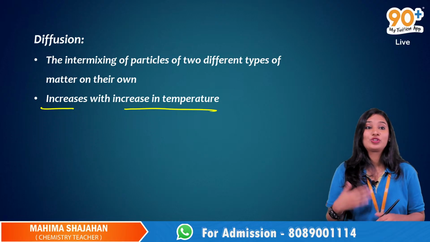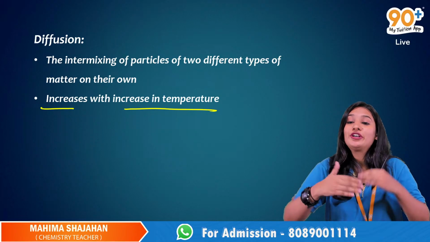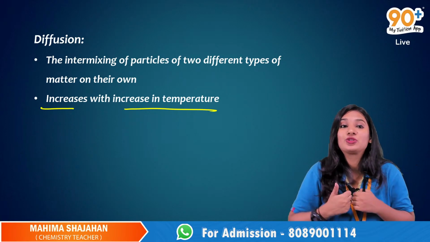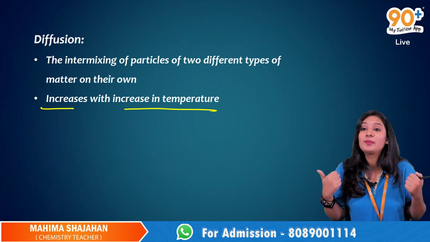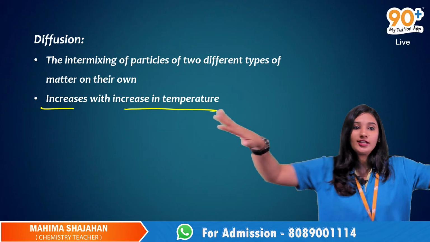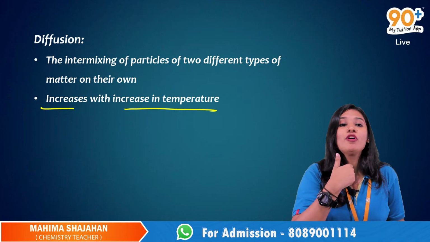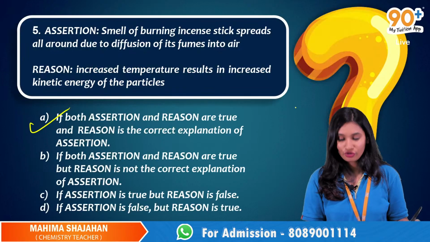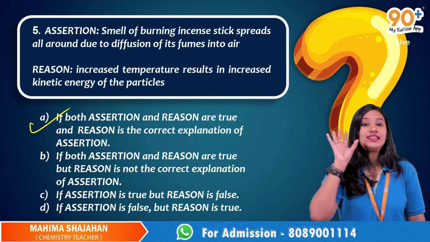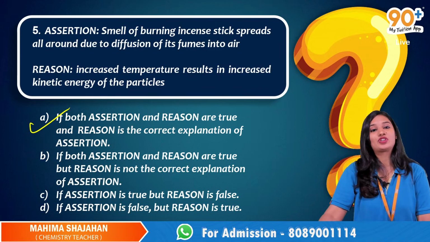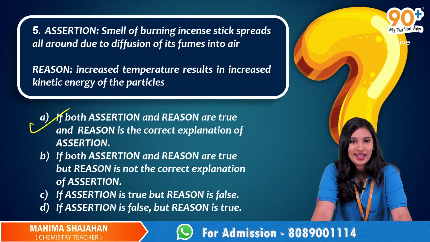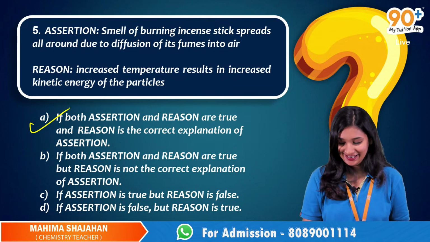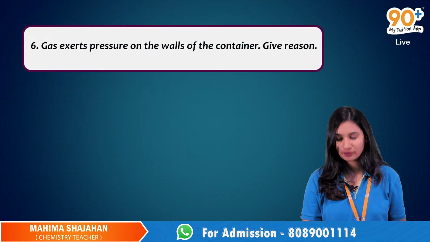When temperature increases, diffusion also increases. Why? The kinetic energy of the particles will increase. When the kinetic energy of the particles increases, what happens? They will move really fast. So the assertion is correct. The reason is also correct and the reason is the correct explanation for the assertion. So the option will be A. Let's move on to the next question.